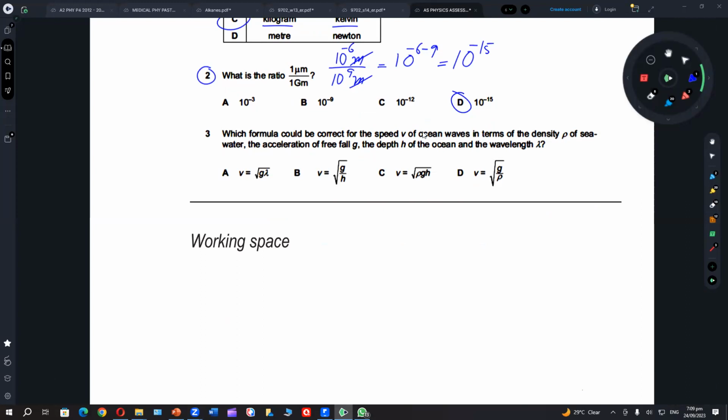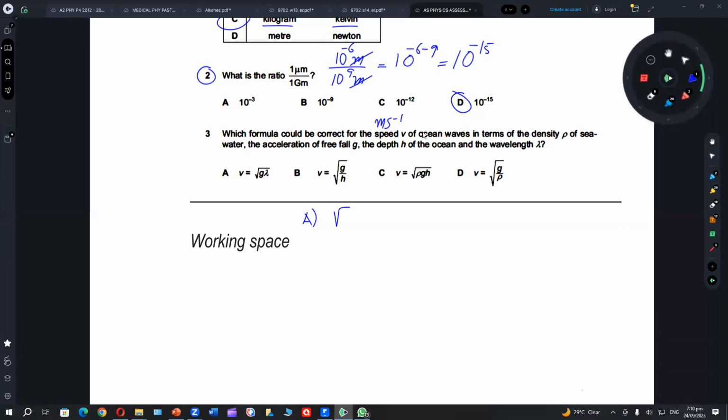Now, these type of questions, like 3, is their favorite question. It means actually they give you strange formulas, and some of them you haven't seen before. He says, which formula could be correct for the speed of ocean wave in terms of density of seawater, the acceleration of free fall, the depth h of ocean, and the wavelength? Now the question is asking for speed. Now, what should I do? I should simplify all of them, and I should see which one of them is a speed. How do I identify speed? Speed is meter per second. So let's see option A.